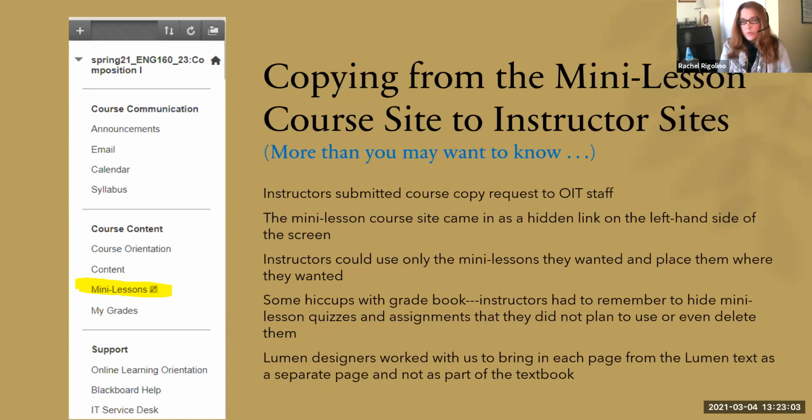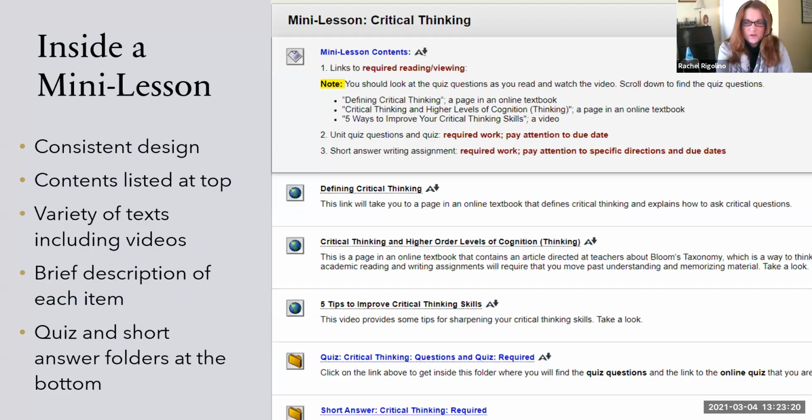One really important, incredibly nice thing that I was so amazed, and this may be hard to explain, but the Lumen backend support, I said to Lumen, look, in fact, let me go back. Okay, you see how these are all discrete objects, right? Defining critical thinking, that's a page in a textbook, page in a textbook, and then here's a video. These are all very discrete items. I wanted them to remain discrete.